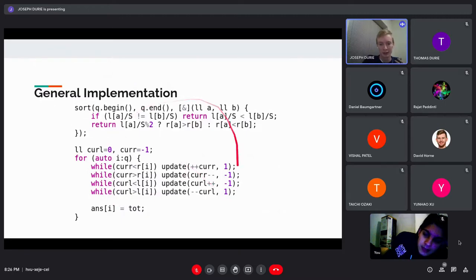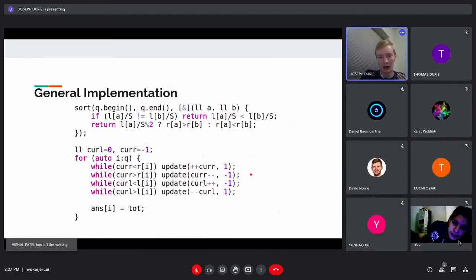So the general implementation basically looks like this. Here's our updated comparator with the snaking. If they're in different blocks, again, it's the same comparator because we process the blocks in order by left endpoint. But if they're in the same block, notice that we're checking if we're in an odd or an even block here. Based on that, we're using the reverse comparators. So we're going either left to right or right to left based on if you're in an odd or even block. And then this part is very much the same.